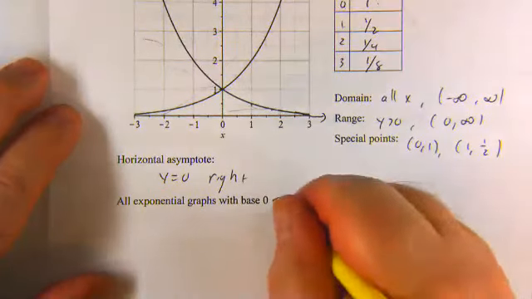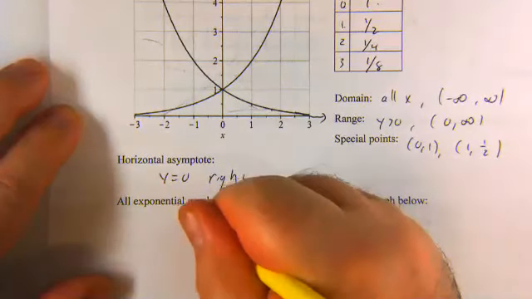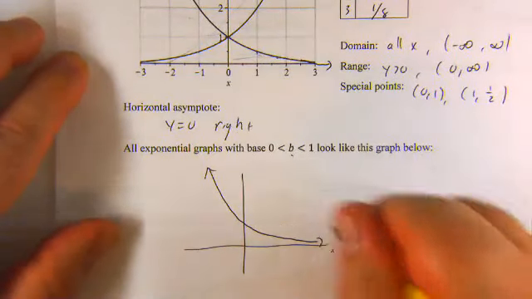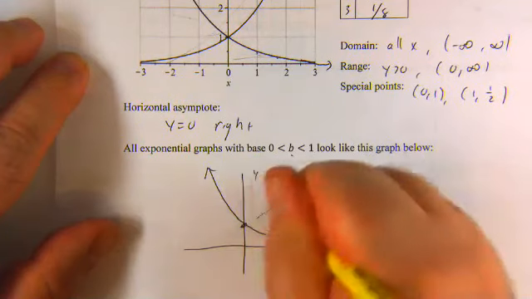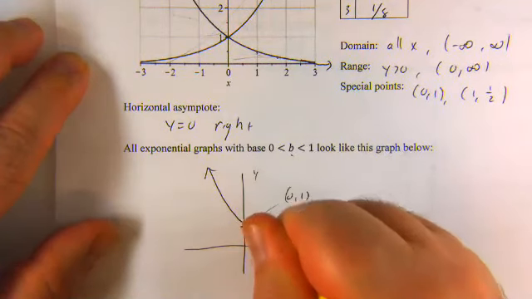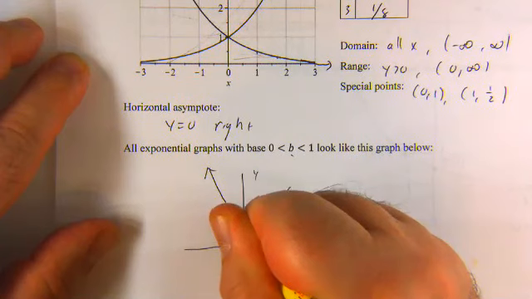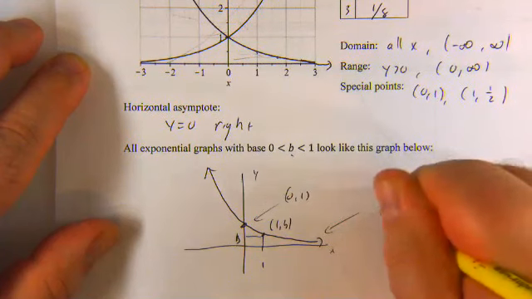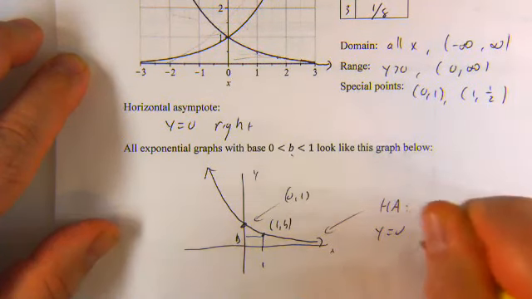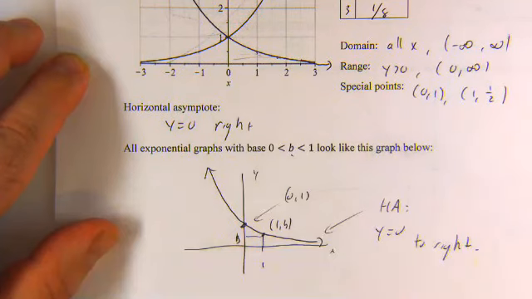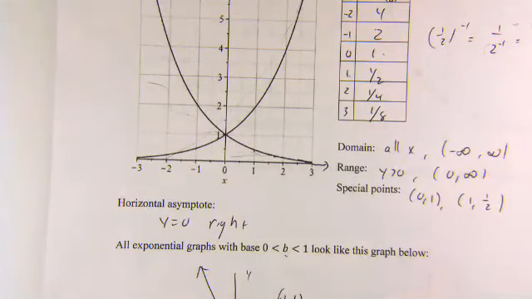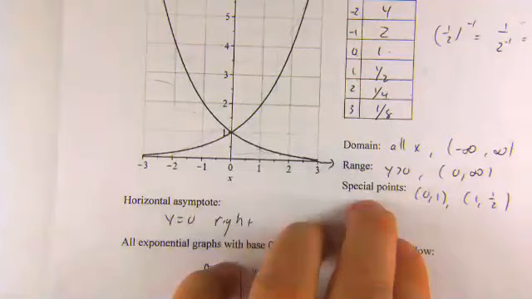So if you have a fractional base, the graph looks like this. X-axis, y-axis, goes through the point (0, 1) and goes through point (1, b). Horizontal asymptote, y equals 0. So basically that's what the graphs look like, right? It's the standard thing we've done with all the graphs that we've introduced. What does the graph look like? What are some points? Domain, range, special points.